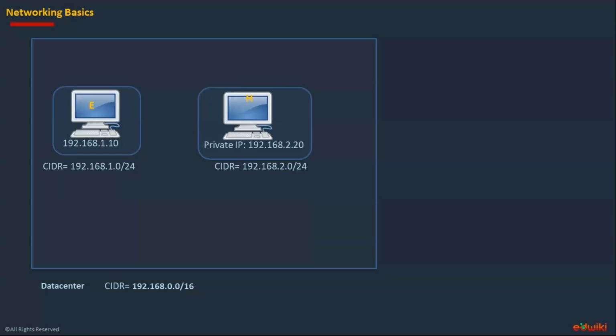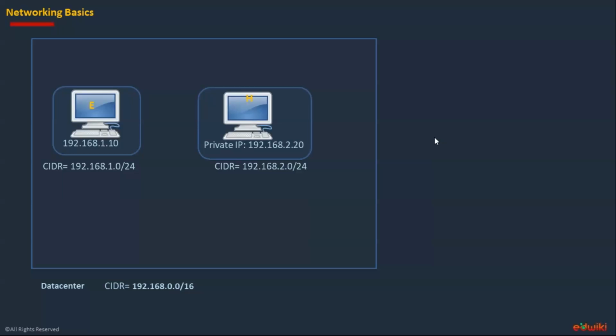Now my question for you guys: do you think the E machine and H machine are in the same network after some changes into this? E machine, H machine, are they in the same network or in different networks? This is really important to know at this time. E and H are not in the same network. Why? It is divided into subnetworks.